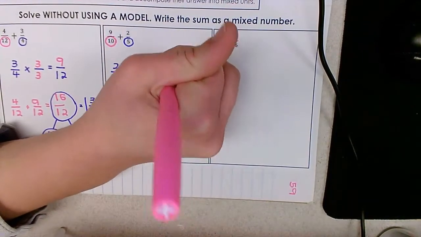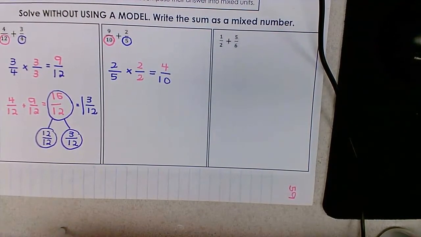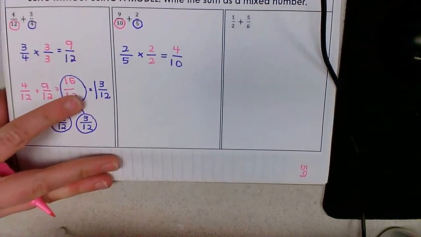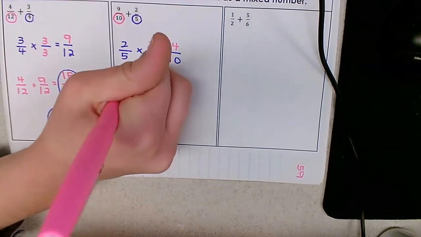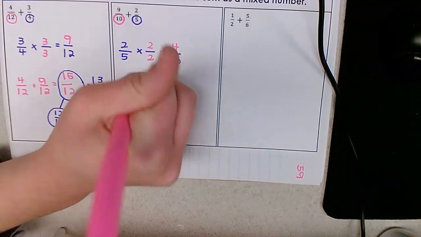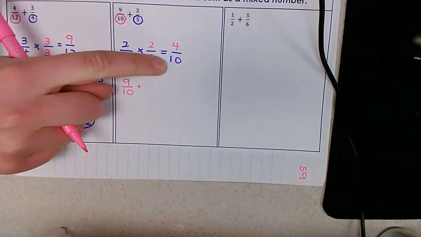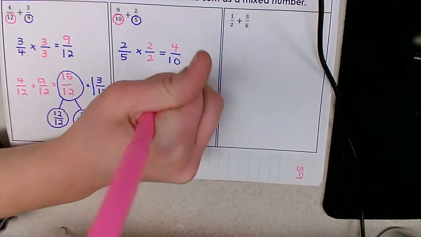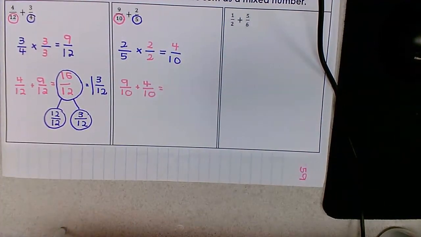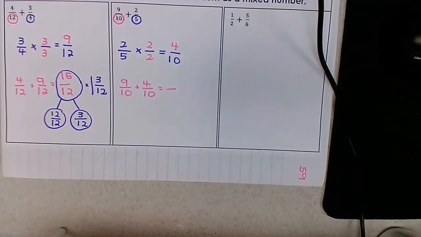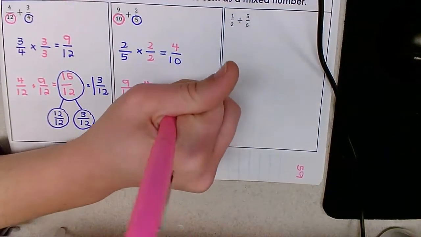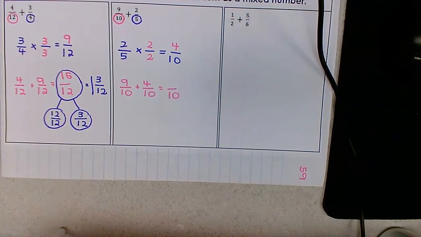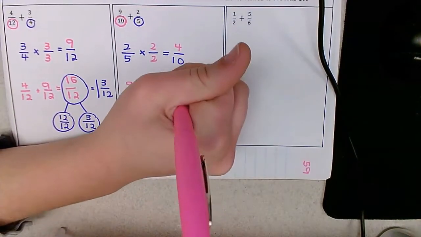2 times 2 equals 4. So now I can rewrite my sentence. I have my 9/10 plus my new fraction, 4/10. Our tenths remain the same. And I'm going to add 9 and 4 together. 9 plus 4 is 13.